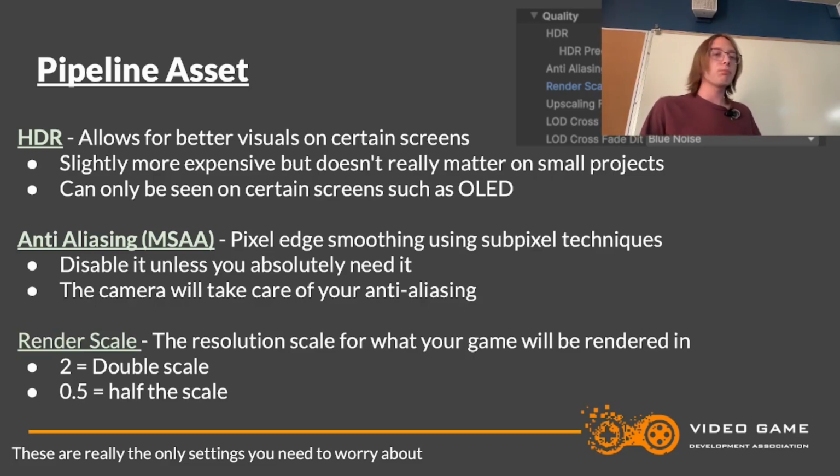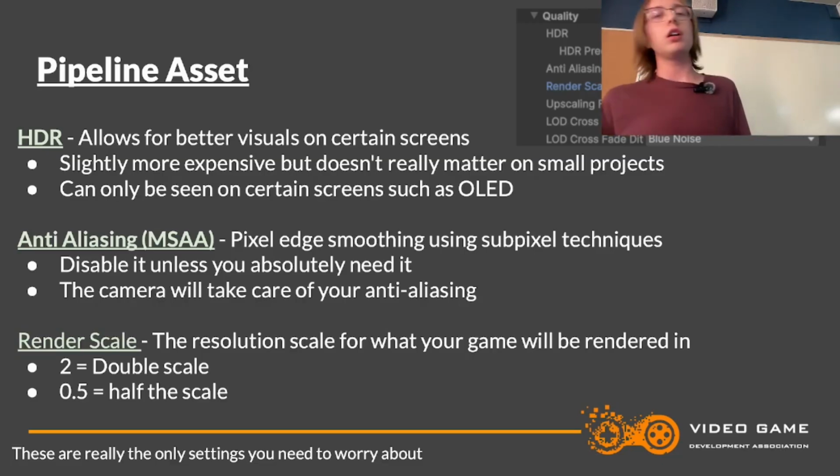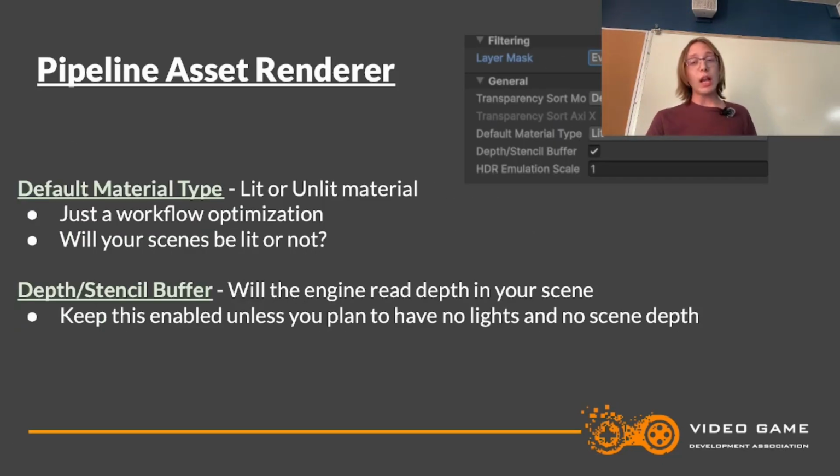In render scale, this is the resolution scale for what your game will be rendered in. 2 is double the scale, 0.5 is half the scale. So yeah. Now we're going to look at the pipeline asset renderer. So this is a little bit more abstract stuff, but I'm going over some stuff that hopefully is relevant.